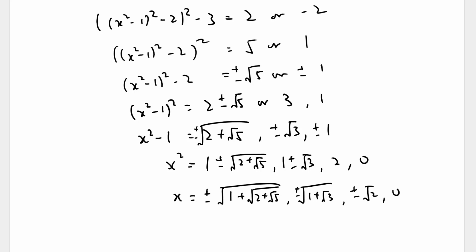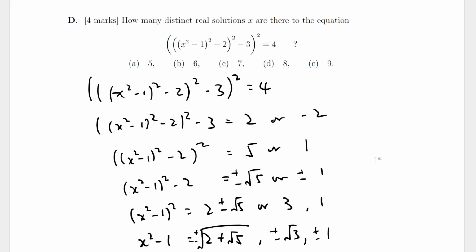Okay, so let's count the solutions. 2 of them here, 2 of them here, 2 of them here, and 1 here. So in total, I've got 7 solutions. Okay, so again, this question is pretty straightforward. It's just a bookwork algebra question. So I have 7 real solutions. There we go.